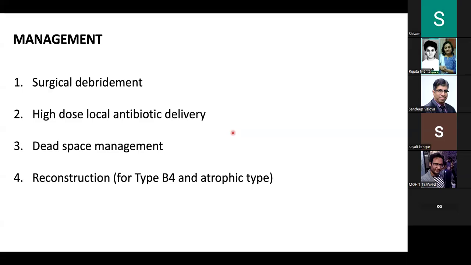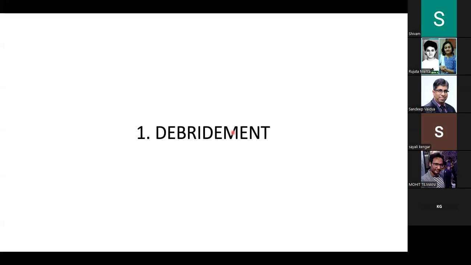reconstruction, which is needed for the type B4, which I mentioned, where there is a segmental sequestrum, and also for the atrophic type, that is the Penny's atrophic type. So for that, you require to additionally reconstruct that defect, right? So let's first talk about debridement.